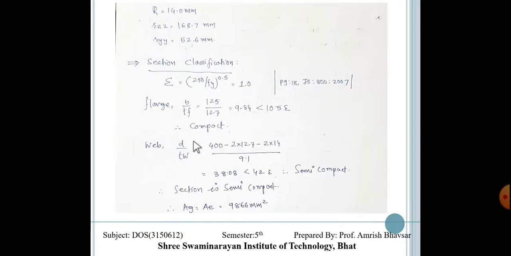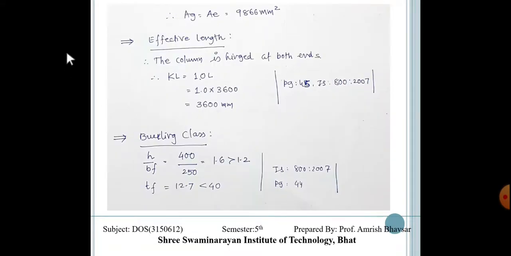Now web, D upon TW, and we know that it is 400 minus 2 into 12.7 minus 2 into 14, upon 9.1, so it is 38.8, which is less than 42 epsilon, so it is semi-compact. So our whole section is semi-compact. Now AG is equal to A, that is 9866 mm square. The first step is over here.